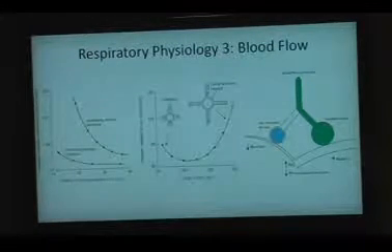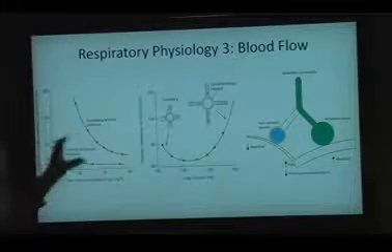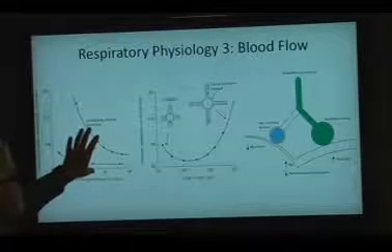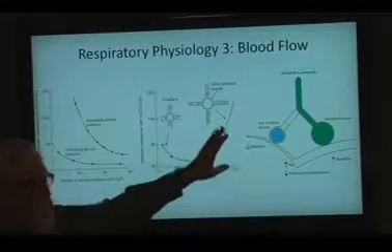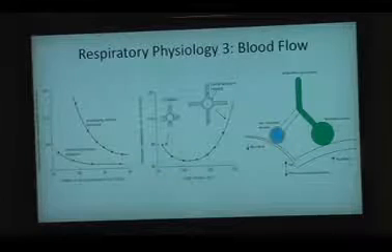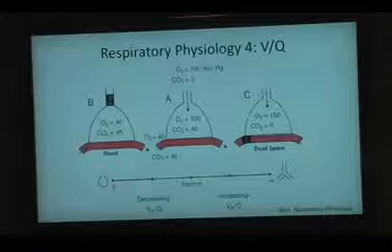And then in the third lecture, we talked about blood flow through the lungs, and we talked about things that affect blood flow through the lungs, like how much pressure there is in the pulmonary vasculature, what the lung volume is, and how we can affect pulmonary blood flow by inhaled pulmonary vasodilators, specifically selective pulmonary vasodilators.